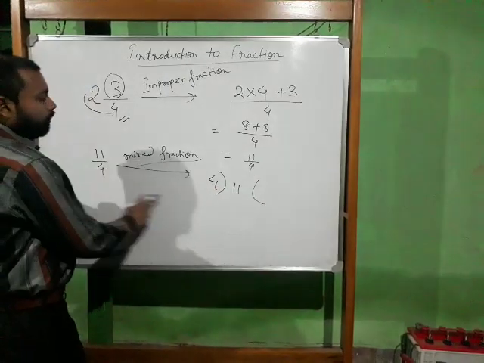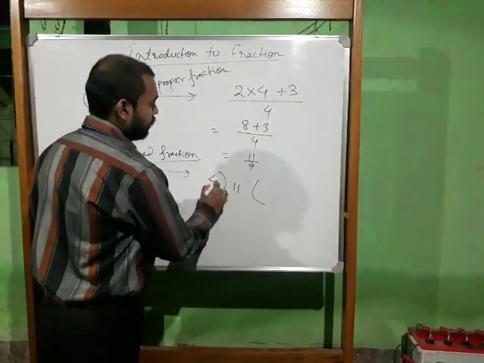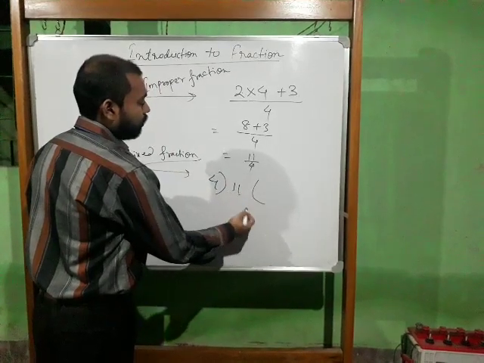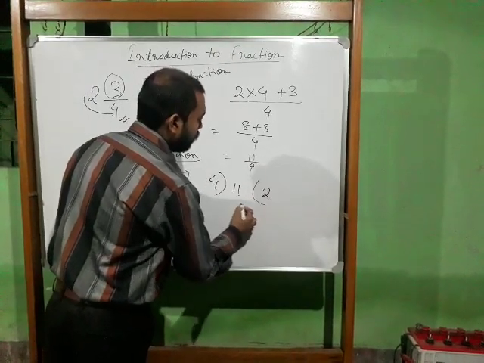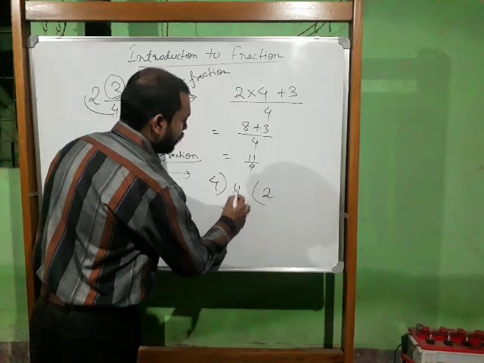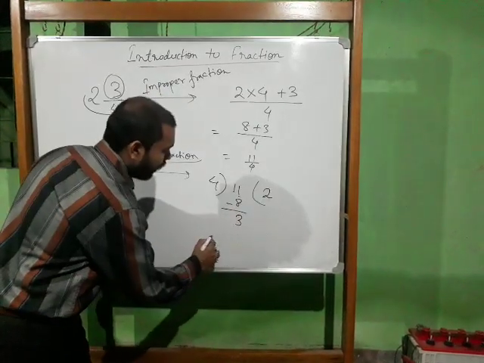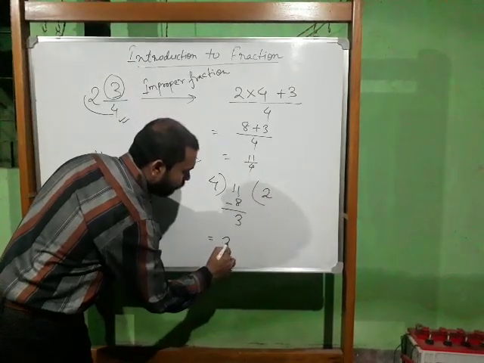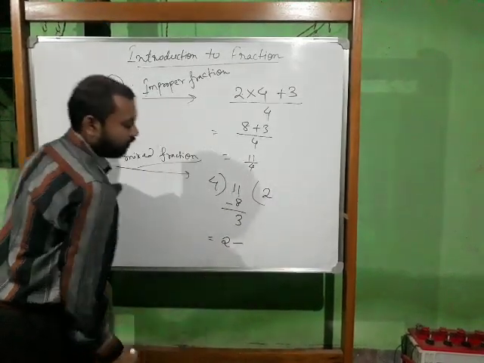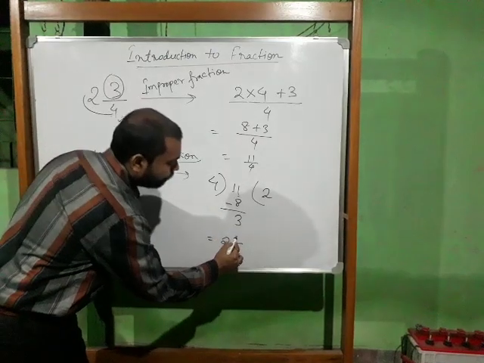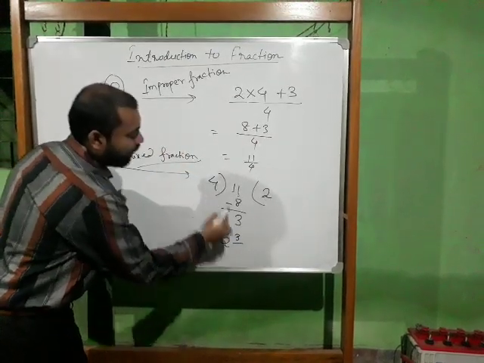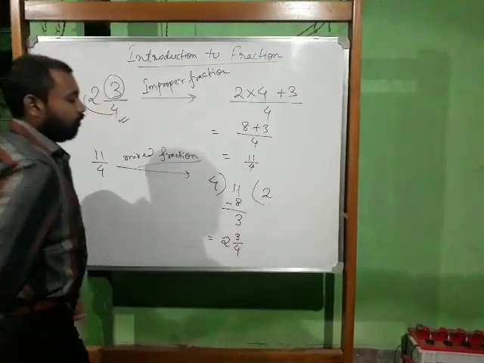So 4 will be in the divisor side and 11 will be the dividend. So do division. It is 4 twos are 8. Now 11 minus 8, it is 3. Now what you have to write? The answer is quotient 2 you have to write. Put a dash. This remainder will go up and the divisor will go down. So 2 3 by 4.